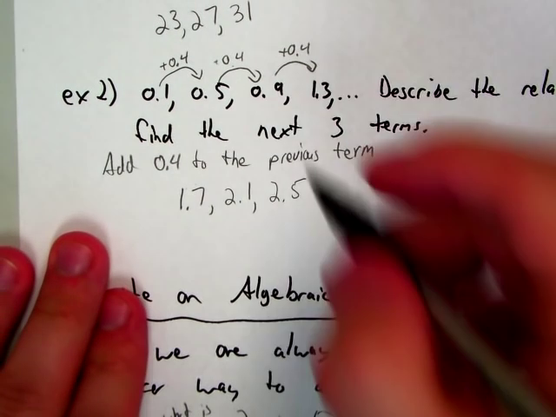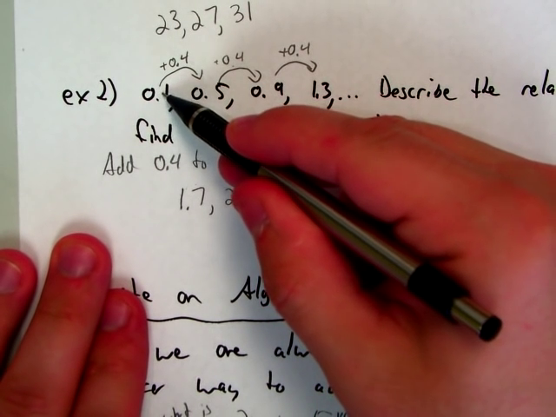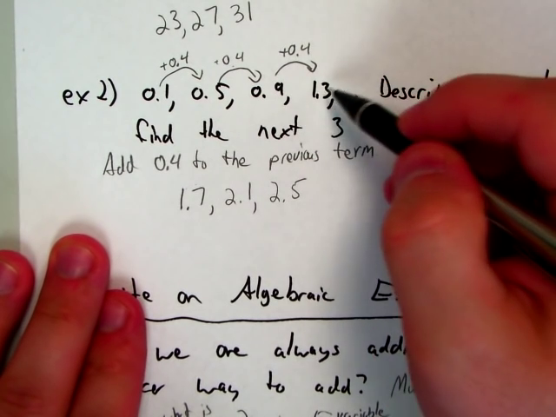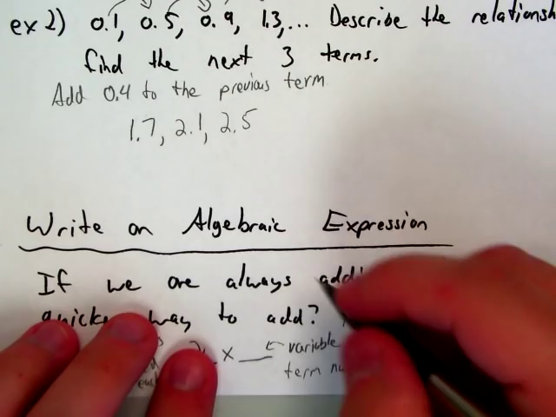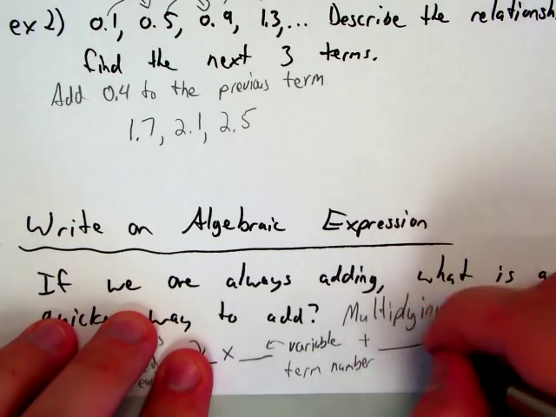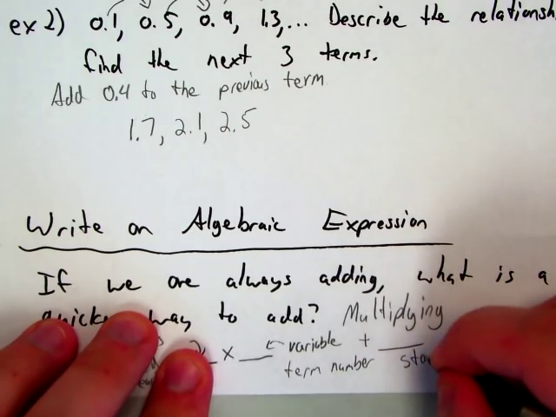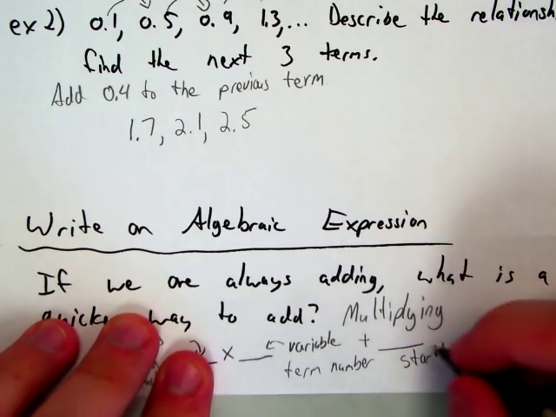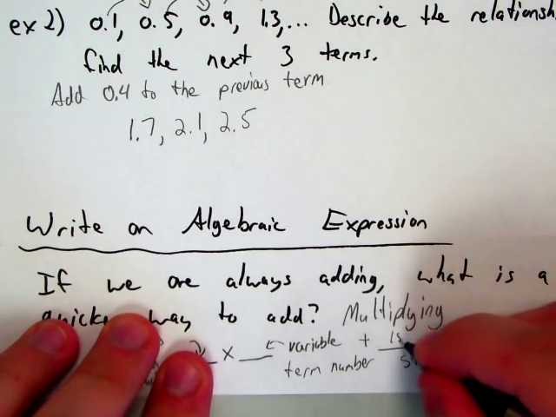So if we look at this problem here, this would be the first term number. This would be the second term number. This is the third term number. This is the fourth term number. After that, we're going to add another number, and this is going to be our starting point. So this is our first term.